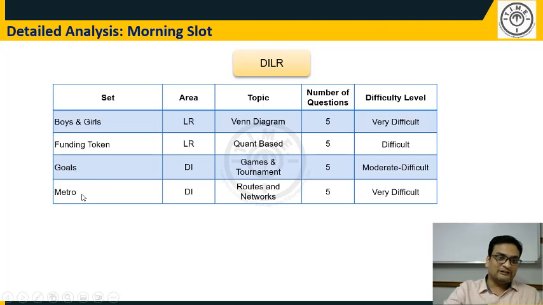And then the famous, very popular set, Metro, because many people are talking about it. At the look of it, it appears very appealing, an easy set to solve, but once you enter, you understand the complexities that you have to go through. Thus, we are classifying this set also as a very difficult set. So this was about the DILR section.